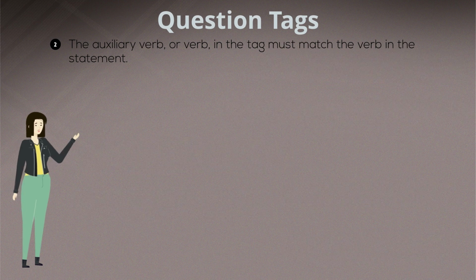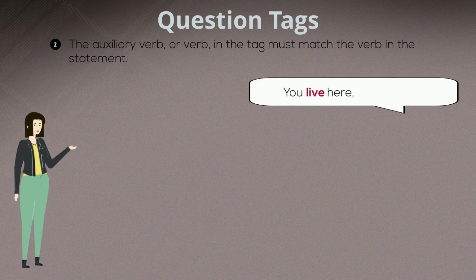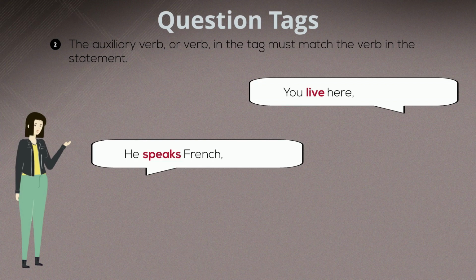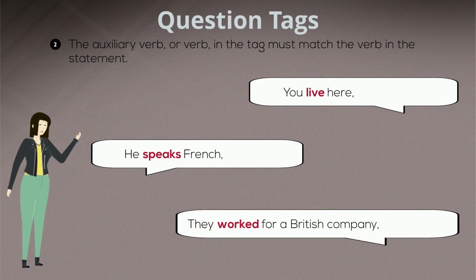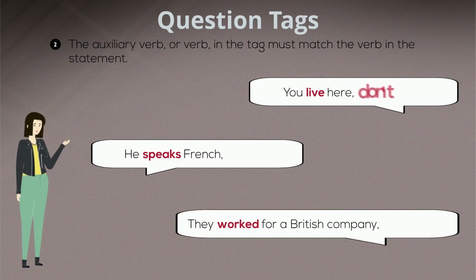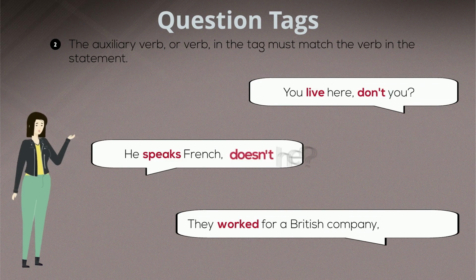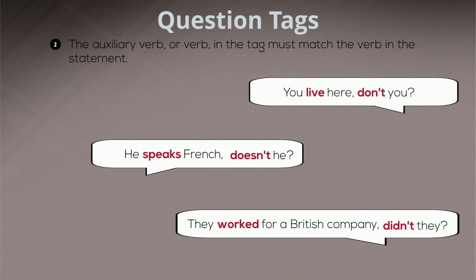For verbs that are in the present simple, or past simple, we use do, does, or did, in the question tag. For example, "You live here, don't you? He speaks French, doesn't he? They worked for a British company, didn't they?"